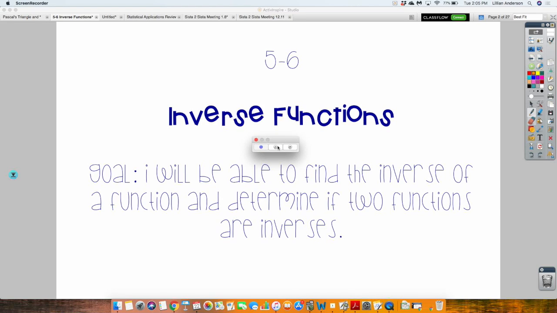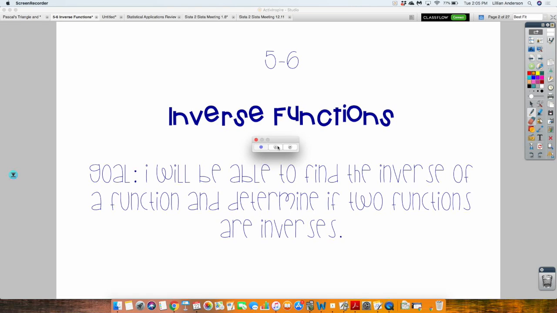All right, so today we're talking about inverse functions, section 5-6. Last section before your test. You guys are going to be able to find the inverse of a function, determine if two functions are inverses. I'm just going to give you two random functions, and you're going to be able to determine if they're inverses of each other. You're also going to be able to graph inverse functions. Just a whole bunch of stuff with inverses.